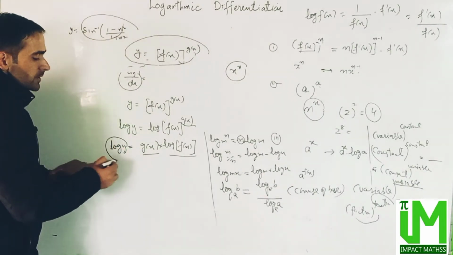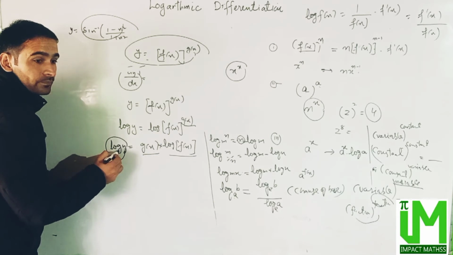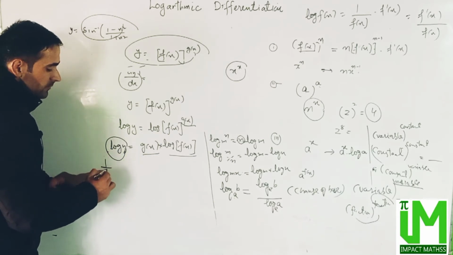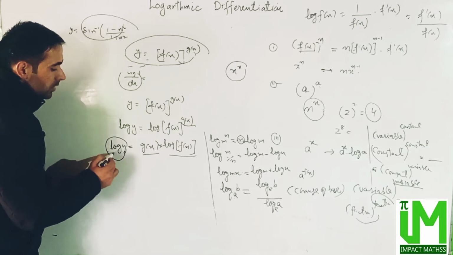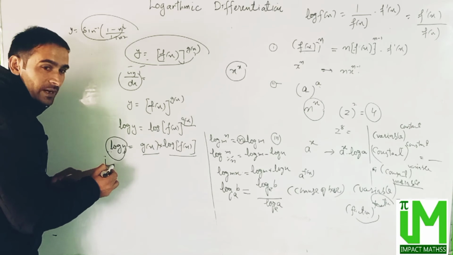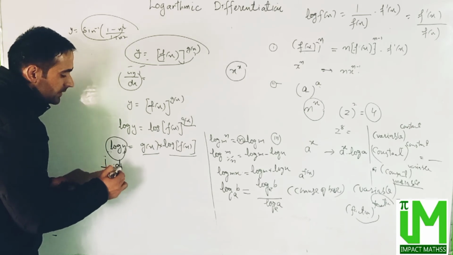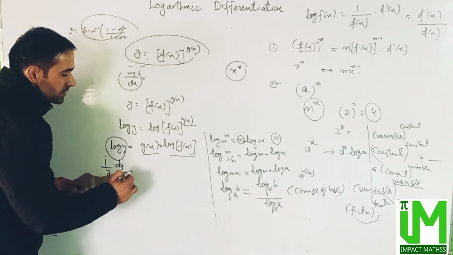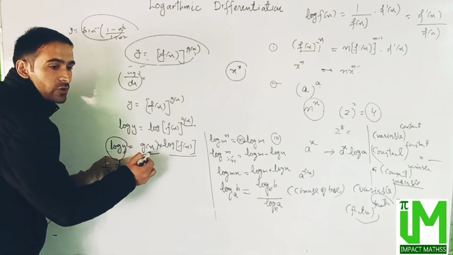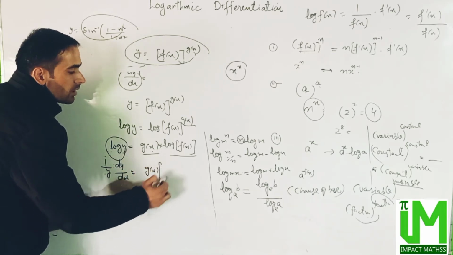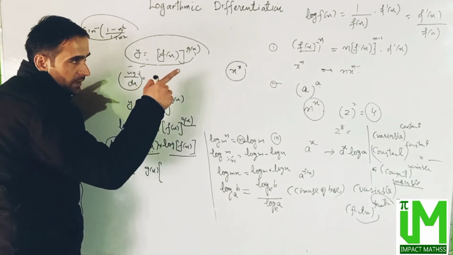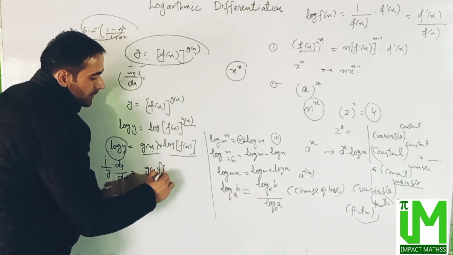Now the derivative of log y is 1 by y into dy by dx, since y is a function. So dy by dx is equal to g of x, like the product rule. Keep the first function g of x, into the differentiation of log of f of x, which is f dash of x divided by f of x.